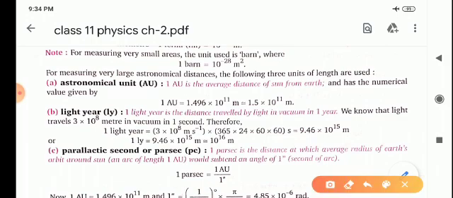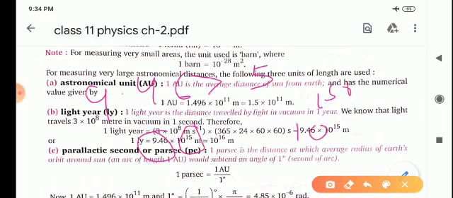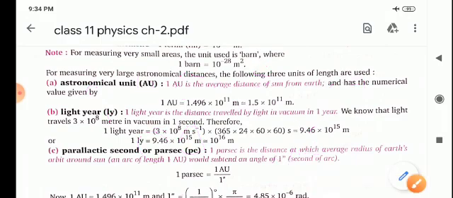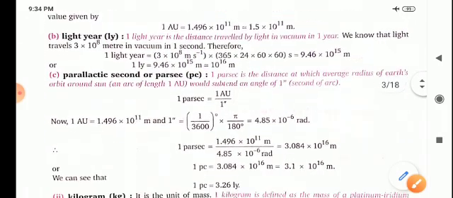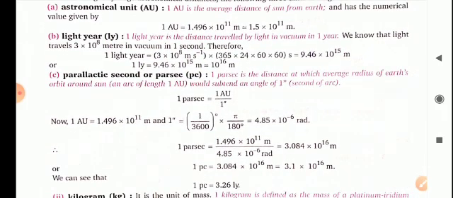9.46 is the magnitude, and since 9.46 is greater than 5, the order of magnitude of the power is 10 power 15 plus 1, that is 10 power 16.